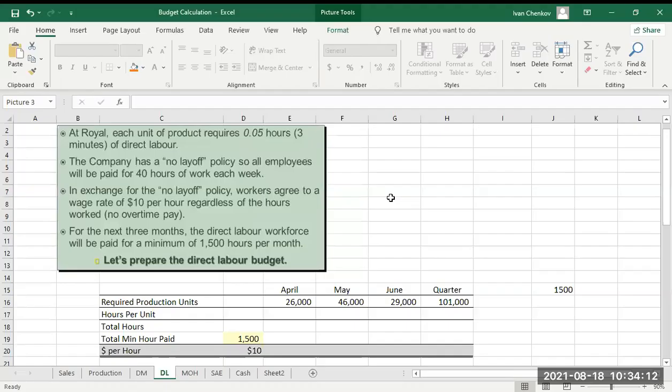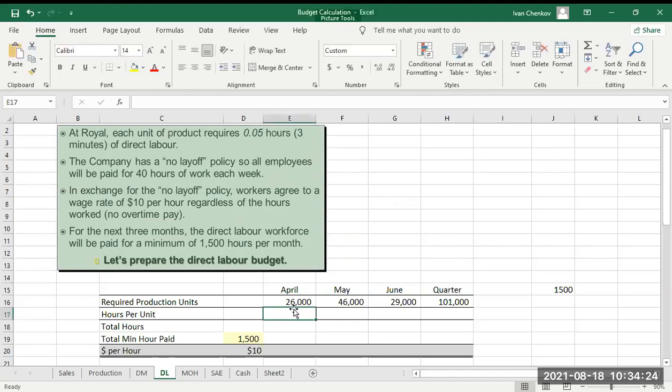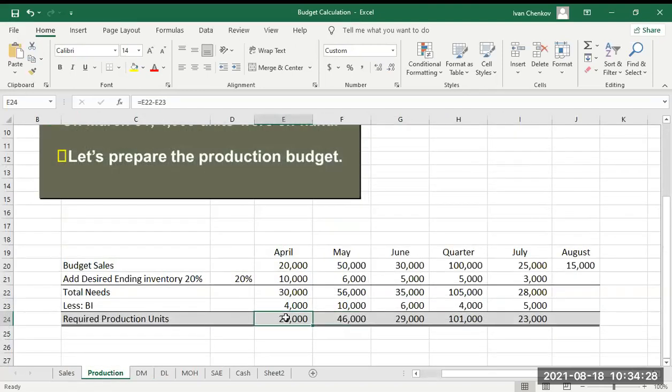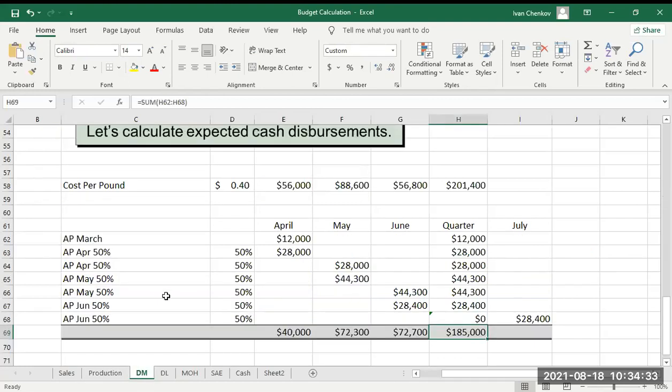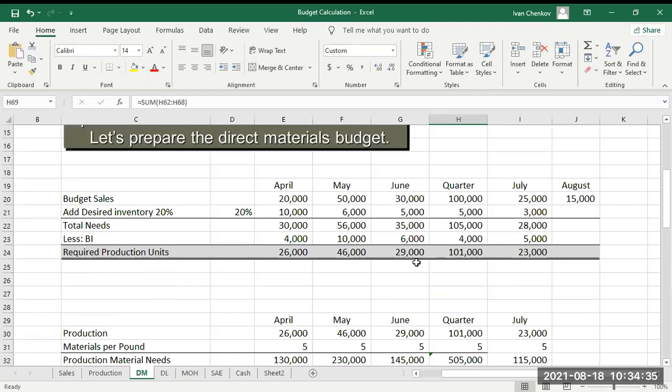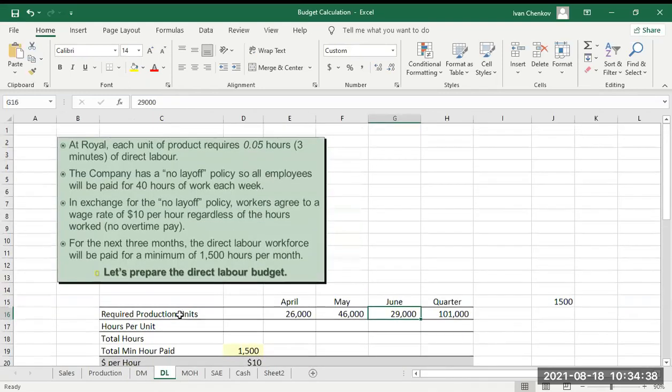Okay, let's share my screen now, and let's see what the question asks. Now, this company: each unit of production requires 0.05 hours, or 3 minutes, of direct labor. So again, our starting point will be the required production, which we already calculated. That's why the production is so important, because first we use those numbers for the direct material, and now we're using the same numbers for the labor, because these are the units that we need to produce.